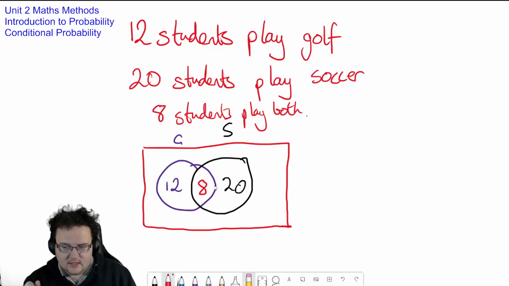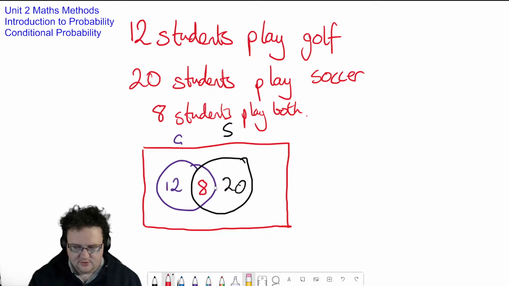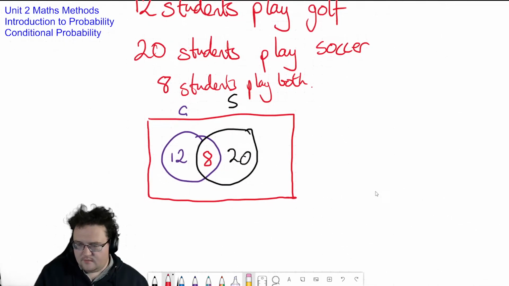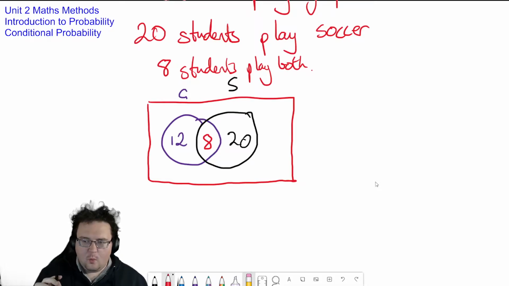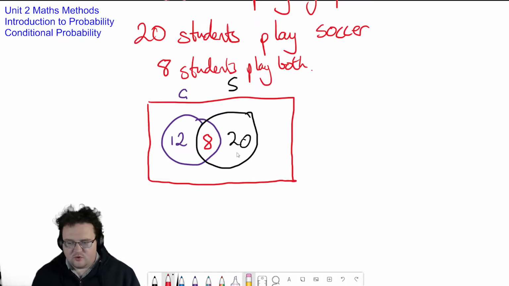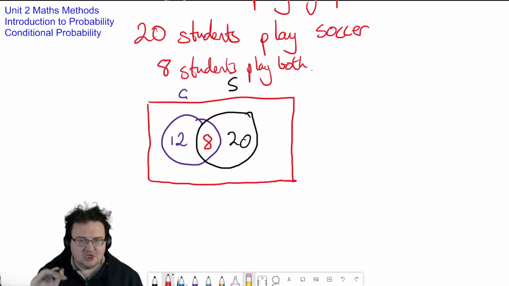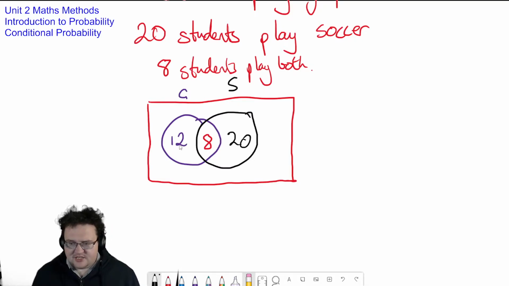Because what you need to remember is the overlap. Knowing what we know about this situation, we need to create some new numbers to go in just G and not S, and just S and not G. Otherwise, these 8 kids are being counted multiple times, which is no good to anyone. So I'm actually going to get rid of these numbers here.